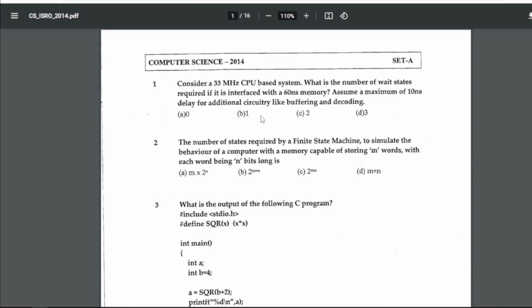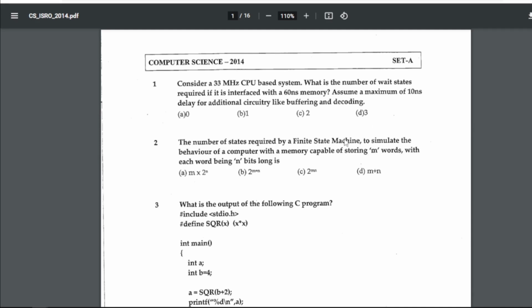Now the very first question is, consider a 33 megahertz CPU based system. What is the number of wait states required if it is interfaced with a 60 nanosecond memory? Assume a maximum of 10 nanosecond delay for additional circuitry like buffering and decoding. So if you solve this question, you will get the answer as 3, that is option D.